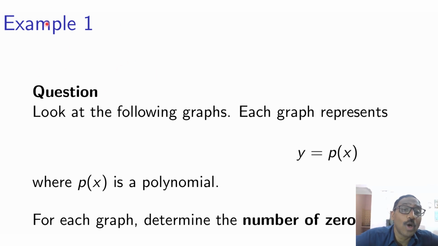So example 1, in the textbook you have this example. Question: look at the following graphs. Each graph represents y is equal to p of x, where p of x is a polynomial in x. For each graph, we have to determine the number of zeros. We will go to the next slide.